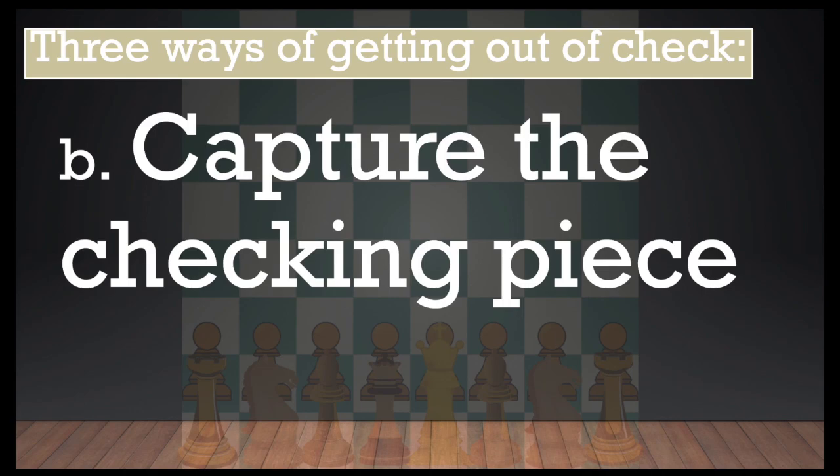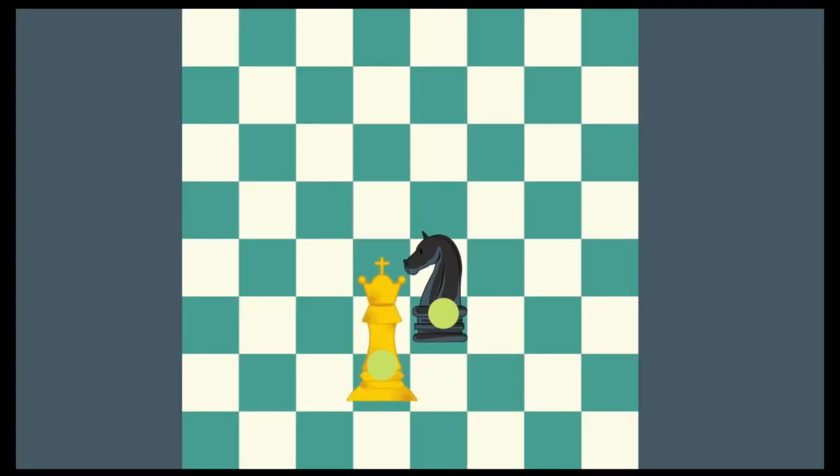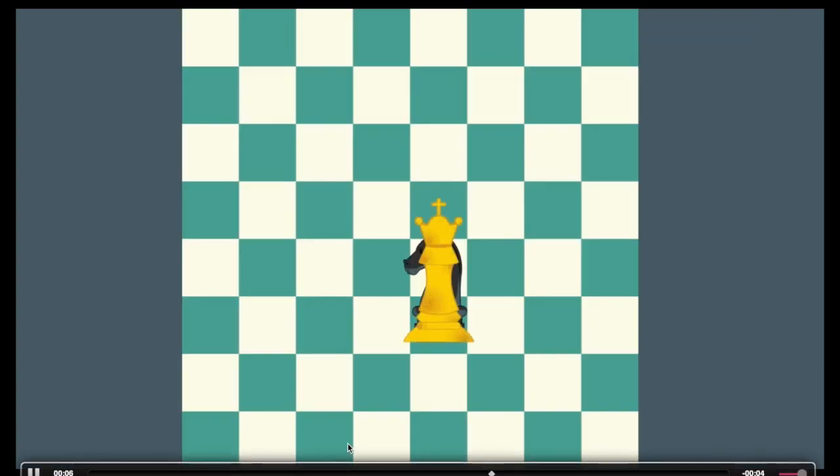Next, capture the checking piece. If there is a piece that is checking you, especially if it is somewhat closer to the king, then capture it. Just like in this example. Now, when the black knight moves closer, well, it's not a checking piece, but you can capture it since that knight is closer to you. But if ever there would be another checking piece here, you can get it. Any piece which is closer to you can capture it.